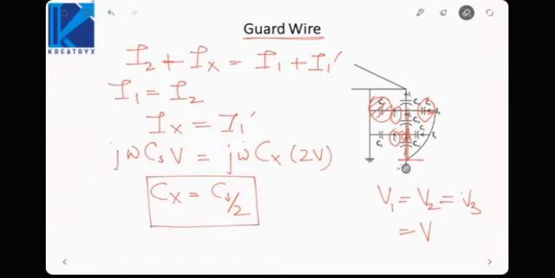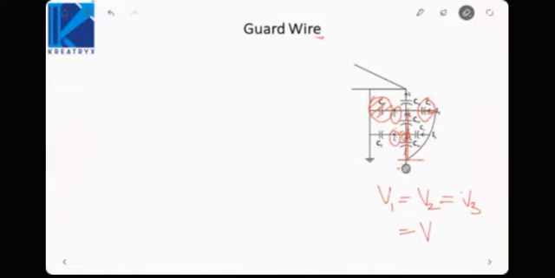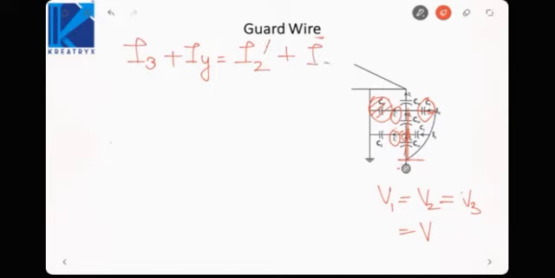Okay. Similarly, we apply KCL at the other node. We will get I3 plus Iy is equal to I2 dash plus I2. Again, if you want the voltage to be the same, you want the currents to be the same. So Iy will be equal to I2 dash. Current in capacitance Cy, the voltage across this capacitance will be equal to V.